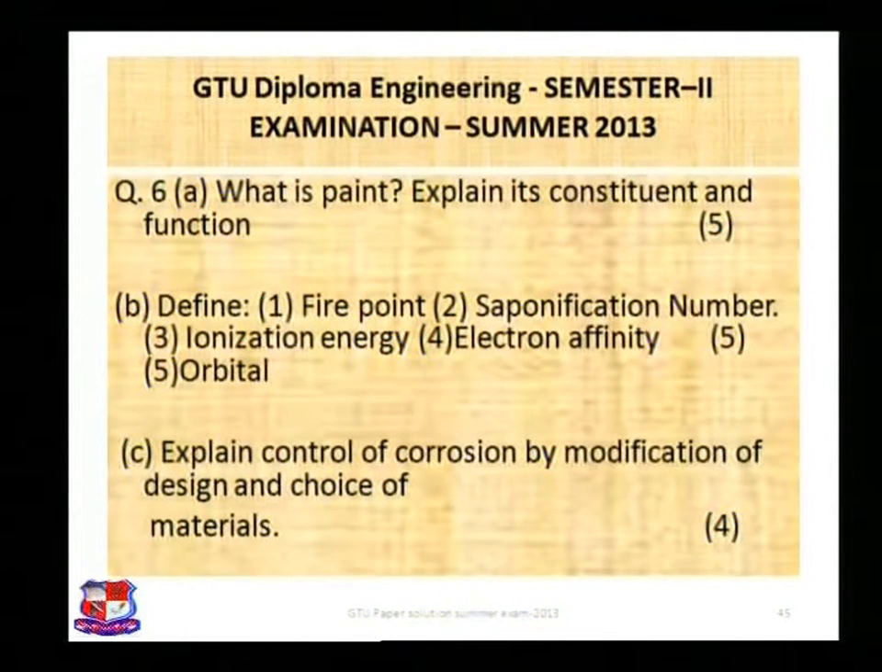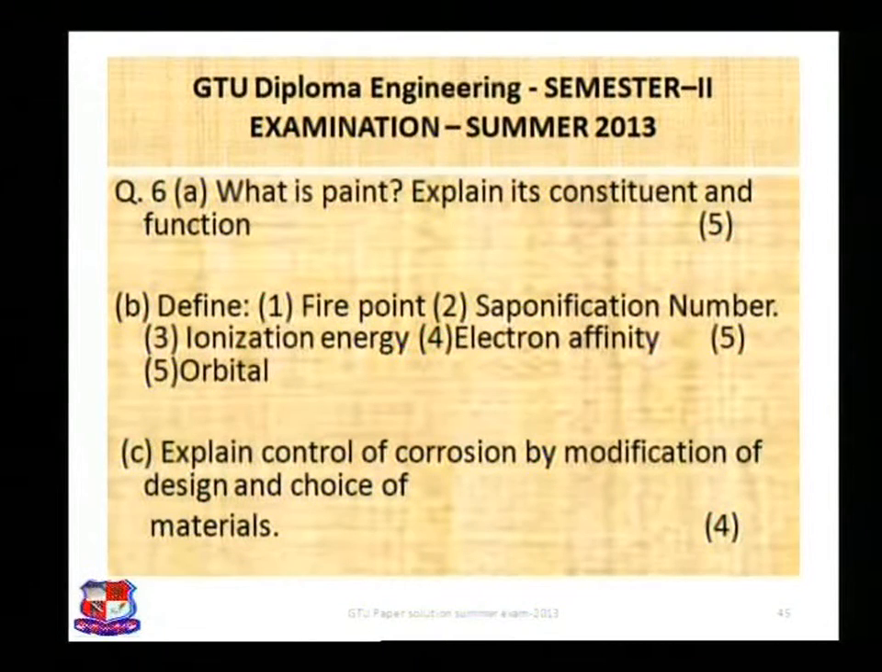Let us try to understand the next important question that is asked in the GTU in this format. Question 6a, what is paint? Explain its constituent and function. Now this question carries 5 marks. You can see very clearly that they have asked for the function of paint, that is the role of paint. They have asked for the constituents of paint, and they have asked for what is paint.